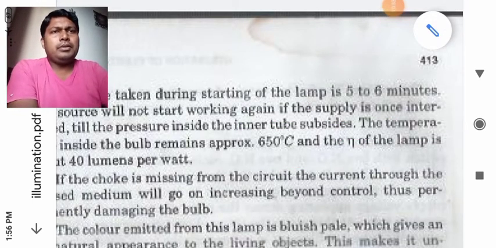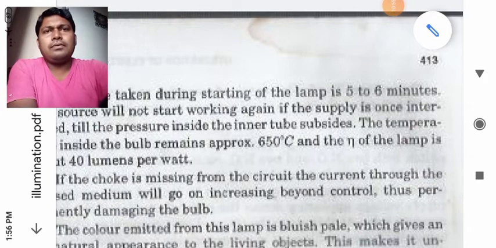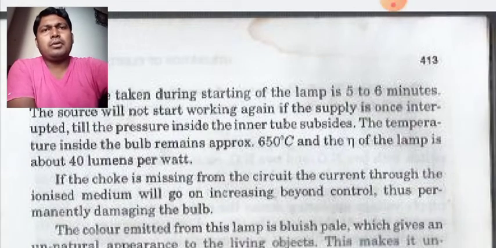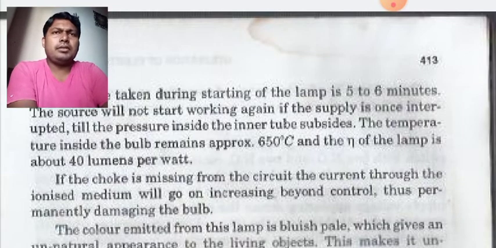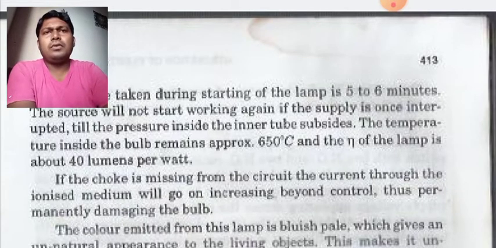And the efficiency of the lamp is 40 lumens per watt. So its efficiency is 40 lumens per watt. The temperature inside the bulb is approximately 650 degrees centigrade, and it takes 5 to 6 minutes to glow fully, or to reach its full illuminated form.